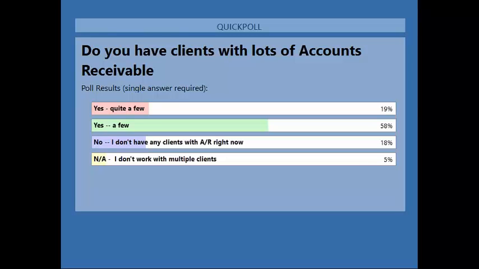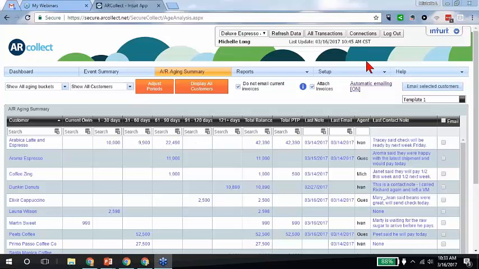All right, so here is ARCollect, and I'm on my AR aging summary right now. See this? Oh, you're still seeing the poll question. Oh my goodness. All right, sorry about that. Let me end the poll. Hide the poll. There we go. All right, now we're back. Sorry about that. So here is ARCollect. Not yet. Yeah, there it is.